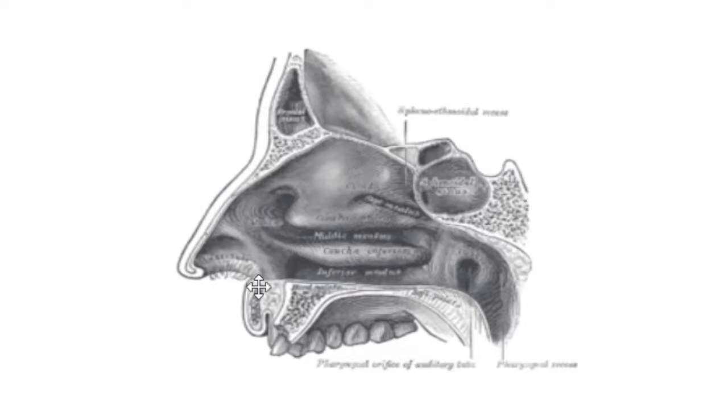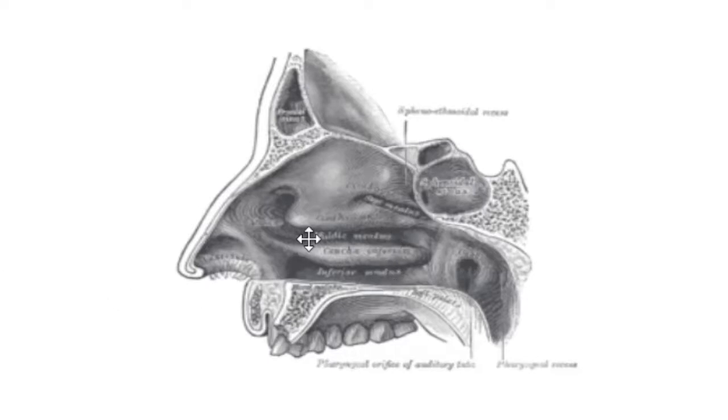Now coming to this diagram, you can very well appreciate the three conchae, which are the superior, the middle and the inferior conchae. And beneath them, we have the nasal passages, which are the superior meatus, the middle meatus and the inferior meatus. Now let's study each of these meatuses one by one.